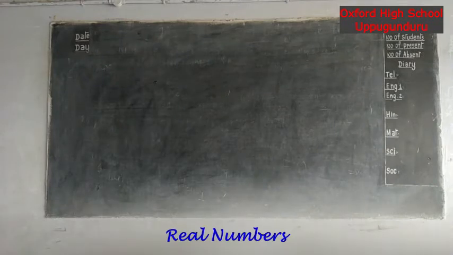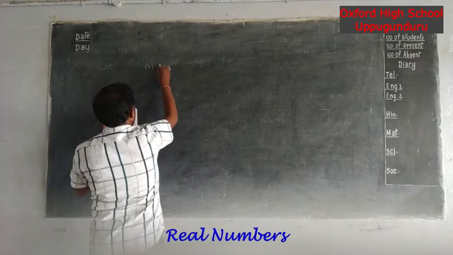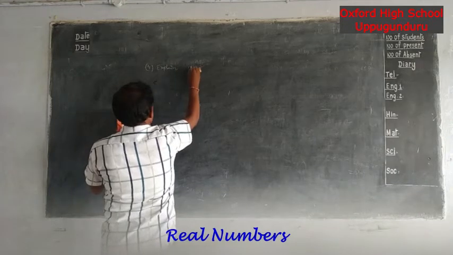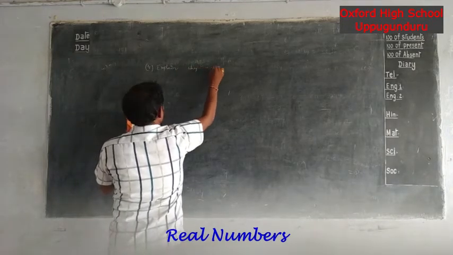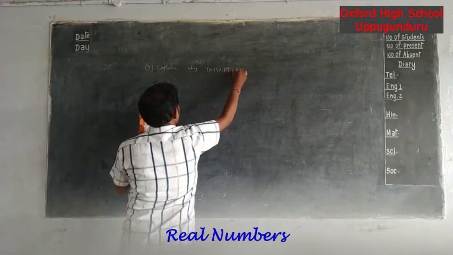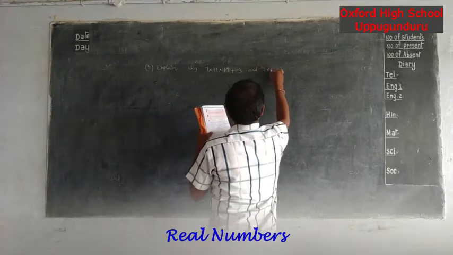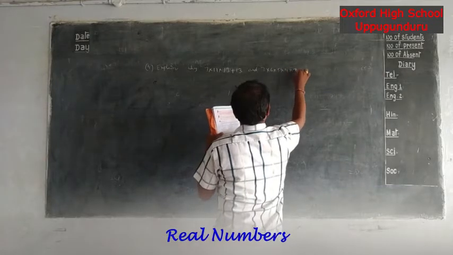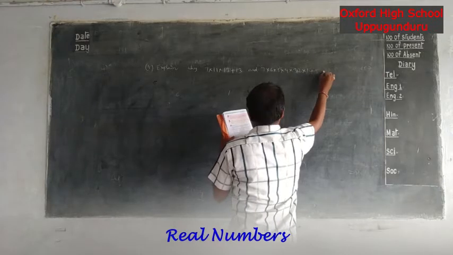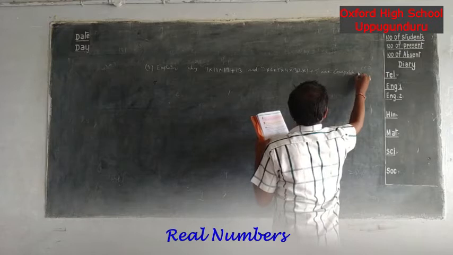Fourth one. Explain why 7 into 11 into 13 plus 13 and 7 into 6 into 5 into 4 into 3 into 2 into 1 plus 5 are composite numbers.